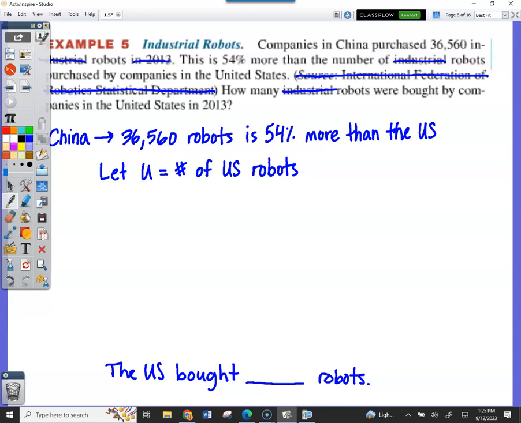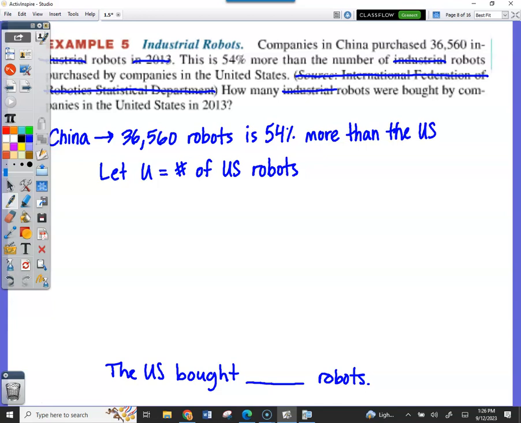Our word problems are going to be like this from here on out, where you have to think of a variable, sometimes two variables. You assign them, you label them, and then you write the equation, and then you solve it. Okay? So we've got our China number, we've got the parameter telling us how much more it is than the U.S. We've got our variable, we know the goal. Now we have to write the equation, which is the toughest part. All we have to work with is that 36,000 robots is 54% more than the U.S.